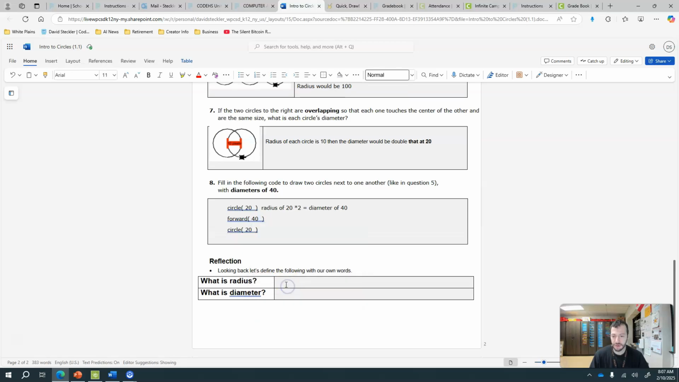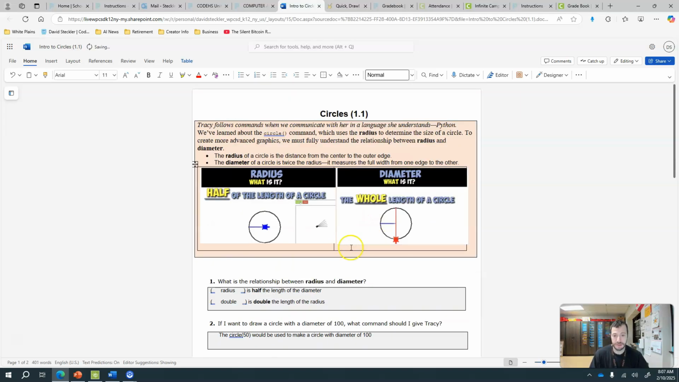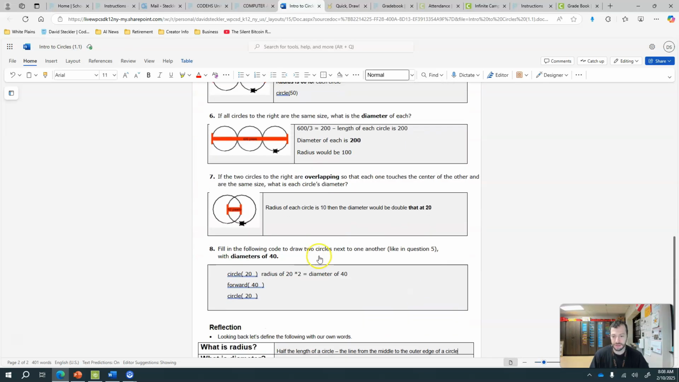So, reflection. Looking back, let's define the following in our own words. What is radius? Half the length of a circle, the line from the middle to the outer edge of a circle. There's lots of radiuses. You can see that the radius would be this line from any direction from the middle to the outer edge. It is half the length of the circle.